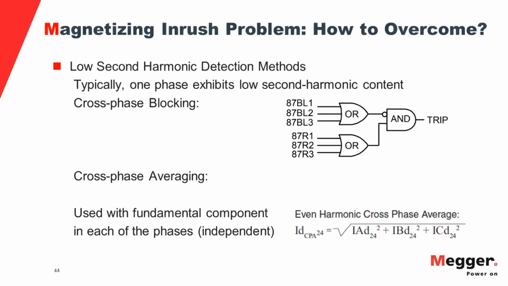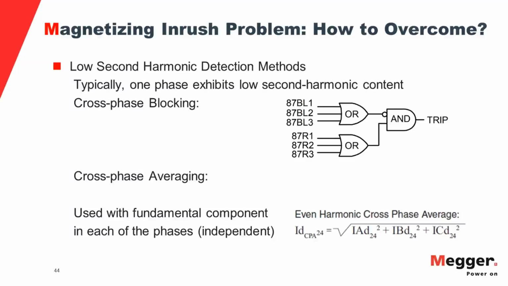So what some of the relay designers do is employ a concept of cross-phase blocking. What this cross-phase blocking does in their logic is, whenever it sees the second harmonic current going beyond the set value, it blocks all three phases.